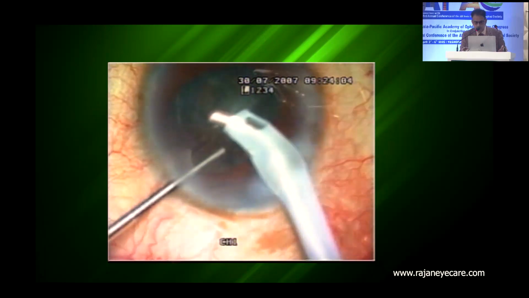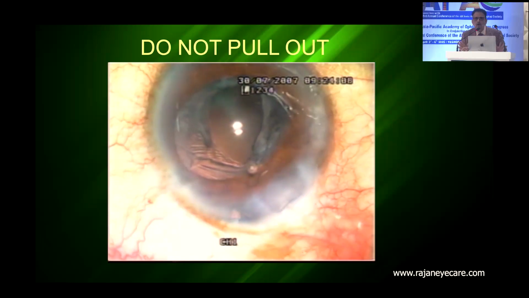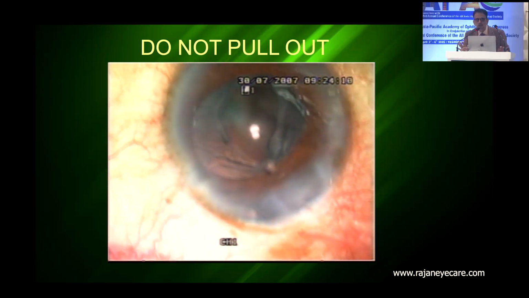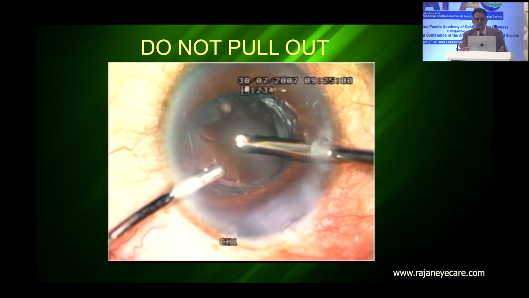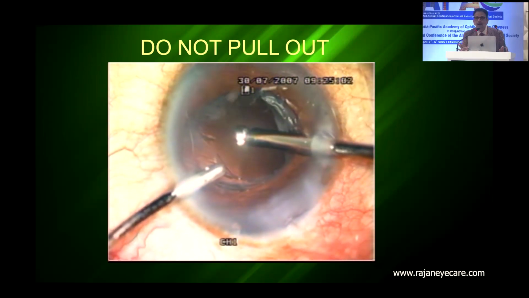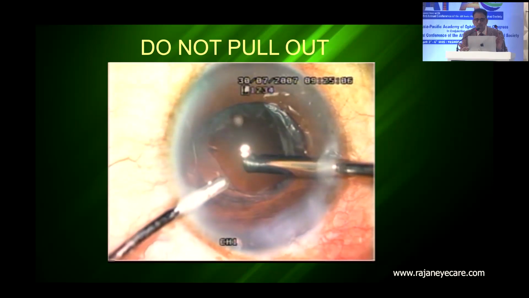So there's a problem. What is important is, do not pull out of the eye. Do not pull out of the eye. That's very important. If you pull out of the eye, what will happen? The PCR will become more vitreous. Then immediately I went in and did a bimanual vitrectomy. Always remove the vitreous first and then remove the cortex and the epinucleus.